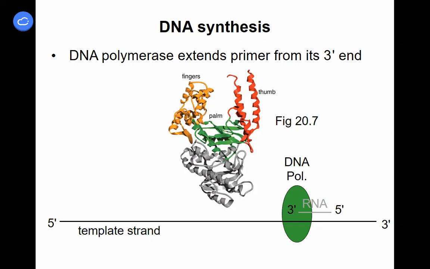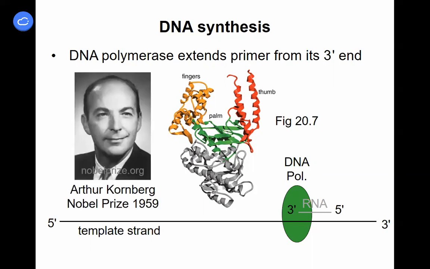These DNA polymerases were predicted, right, by Watson and Crick, but then people had to go find them. Arthur Kornberg was the first person in the world to isolate, purify, prove and characterize a DNA polymerase. And for that, he won the Nobel Prize in 1959. He's looking pretty smug there.